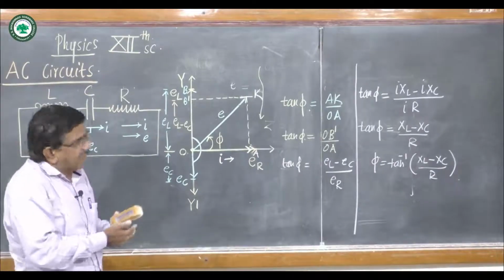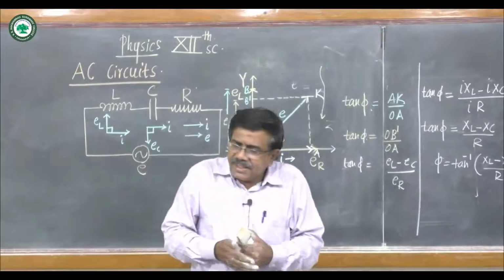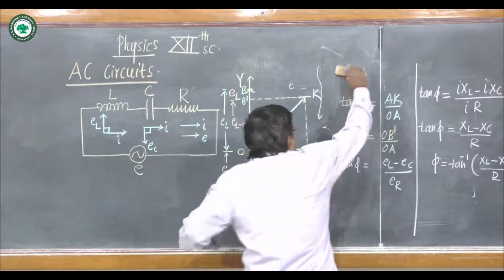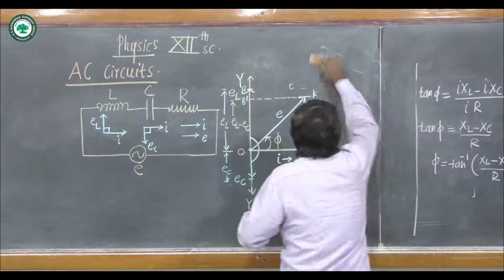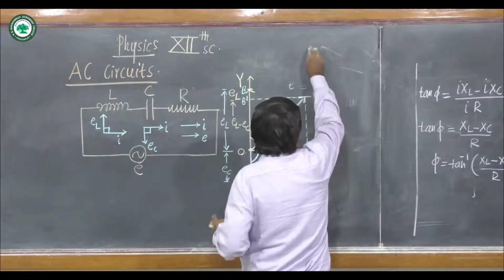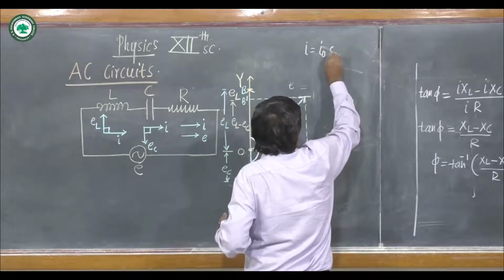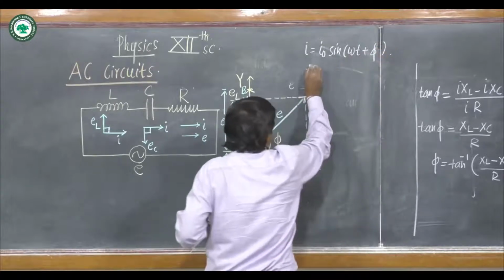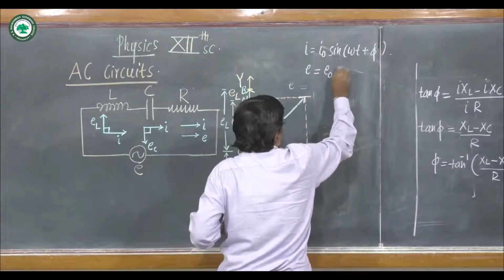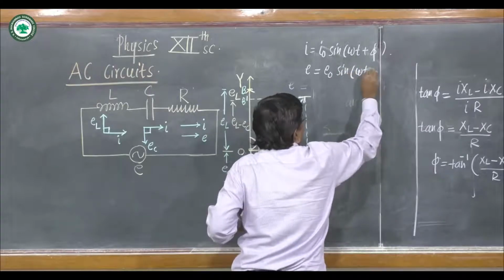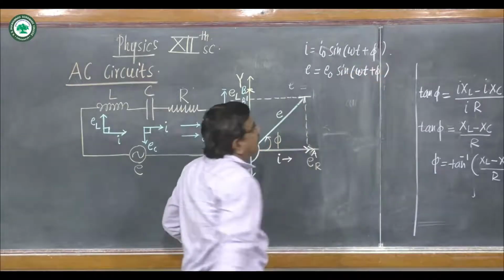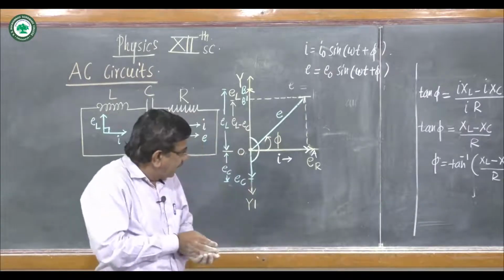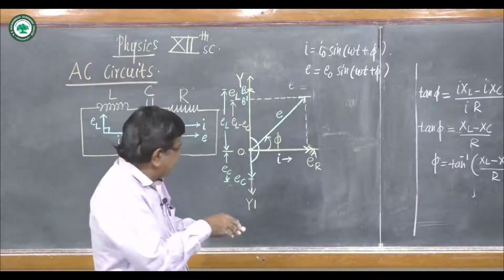The alternating current and alternating EMF in the LCR circuit we can represent like this. I is equal to I0 sin(omega t plus phi), where phi is the phase difference, or we write this EMF as E0 sin(omega t plus phi). Alternating EMF and current we can represent by these equations. Now we consider some cases.